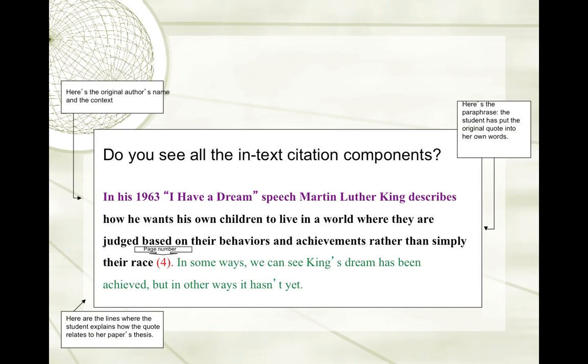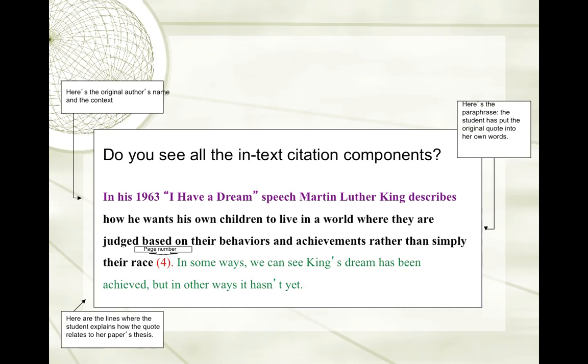Here are the in-text citation components, just like the previous two, the short quote and the block quote. You can see in 1963, I Have a Dream speech, Martin Luther King describes, and that's the setup where we give the author's name and the context, okay? Then we've got this black section, which is the paraphrase. You can see it's put in their own terms.